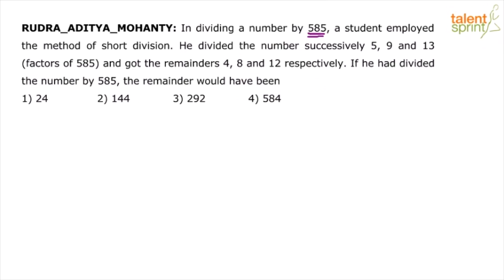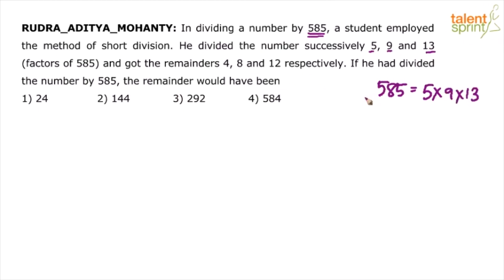In the short division method, you take the factors of 585, and instead of dividing the number by 585, you divide it by the factors of 585 successively. So he divided the number successively by 5, 9 and 13. Pay attention: 5 into 9 is 45, and 45 into 13 is 585. So basically he has found that 585 is equal to 5 into 9 into 13.